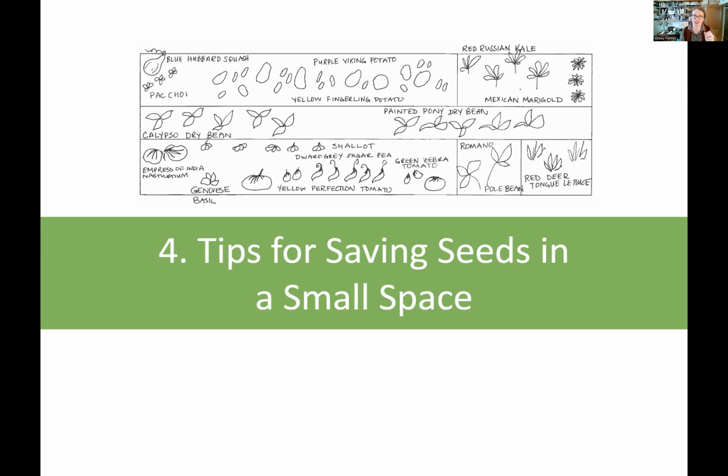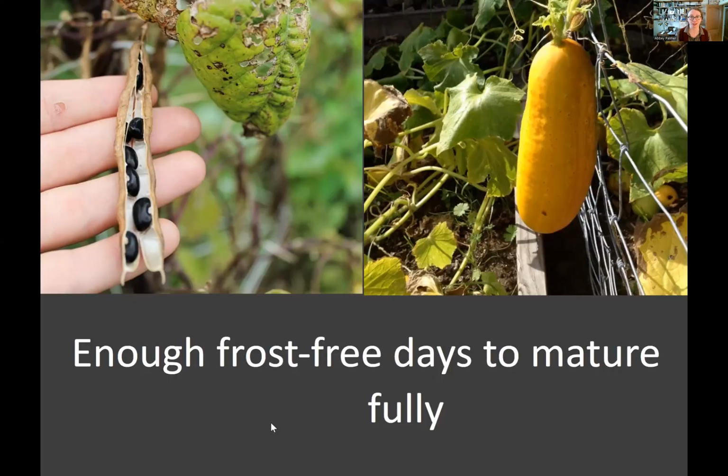So this next portion is I want to show you about the things that you can do in a small space with small population sizes. So one thing you need to consider is that if you want to save seeds, you need enough frost-free days for that seed to mature fully. On the left, that might be familiar to you. That's my green bean that I let go and forgot about, and it turned into black beans, and the seeds of those beans are what I would save and plant next year.